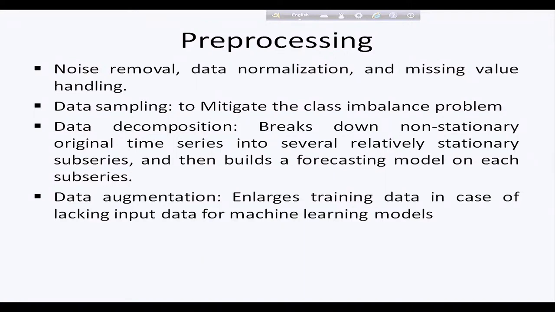So now how to work with the limited amount of data? One technique is data augmentation, by which we can create more data, and that can be added to the training.